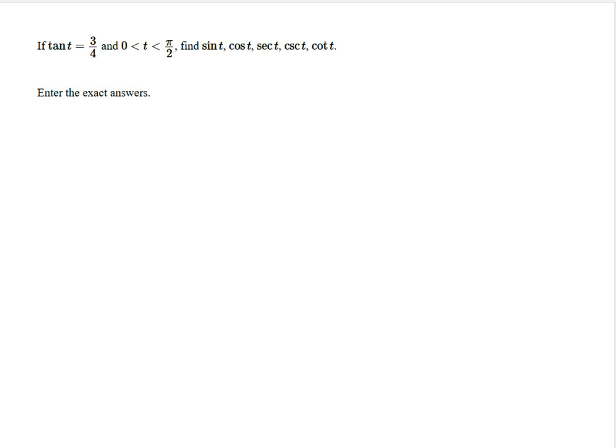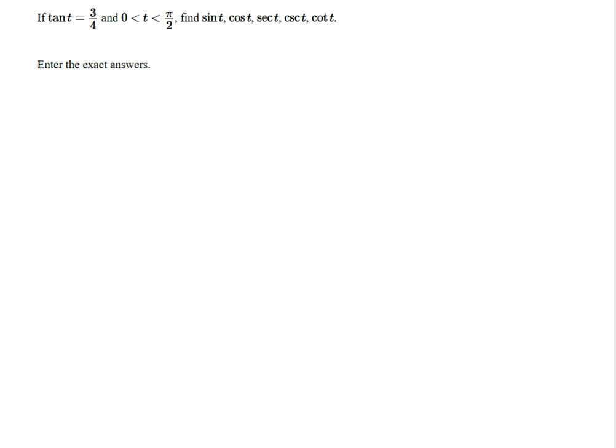The tangent of some angle T is 3 over 4, but angle T is between 0 and pi over 2. All right. So this is 0, 90 degrees is pi over 2, this would be pi, this would be 3 pi over 2, and then back around again takes you to 2 pi. That's a full circle. But they're saying that T is somewhere between 0 and pi over 2.